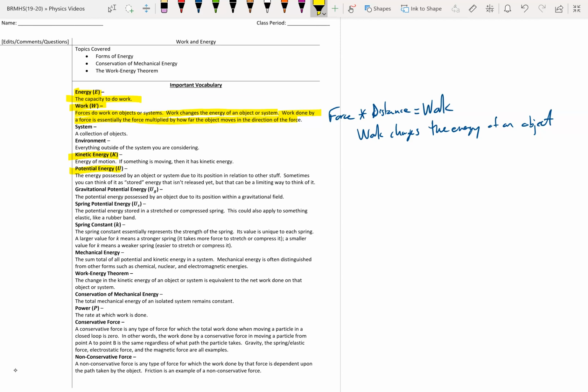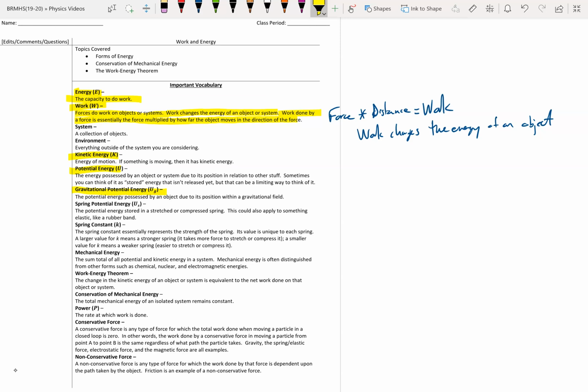Potential energy, you can think of it as stored energy, but sometimes it's better not to think of it as stored energy, but as something else. We'll get to that when we get to that. But potential energy is essentially the energy an object or a system possesses based on its position in relation to other stuff. So like where the Hot Wheels car is in relation to the Earth determines how much gravitational potential energy it has. So that's the next definition, the potential energy possessed by an object due to its position in a gravitational field. So gravity is an attractive force. It's pulling the Hot Wheels car towards the center of the Earth.